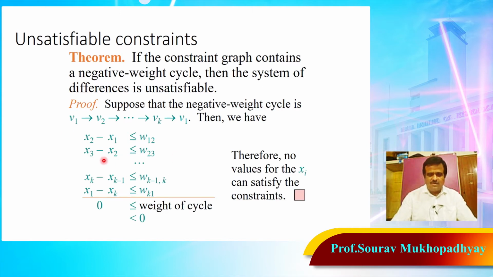then this will cancel out and x1 cancels out. There we have a 0, and here we have all the weights of this cycle, and this is negative because this is a negative cycle. So, this is negative and this is 0. So, that is a contradiction. That means there will be no solution, no values of xi which can satisfy these constraints. So, that is the proof that if this constraint graph has a negative weight cycle, then this system is unsatisfiable.